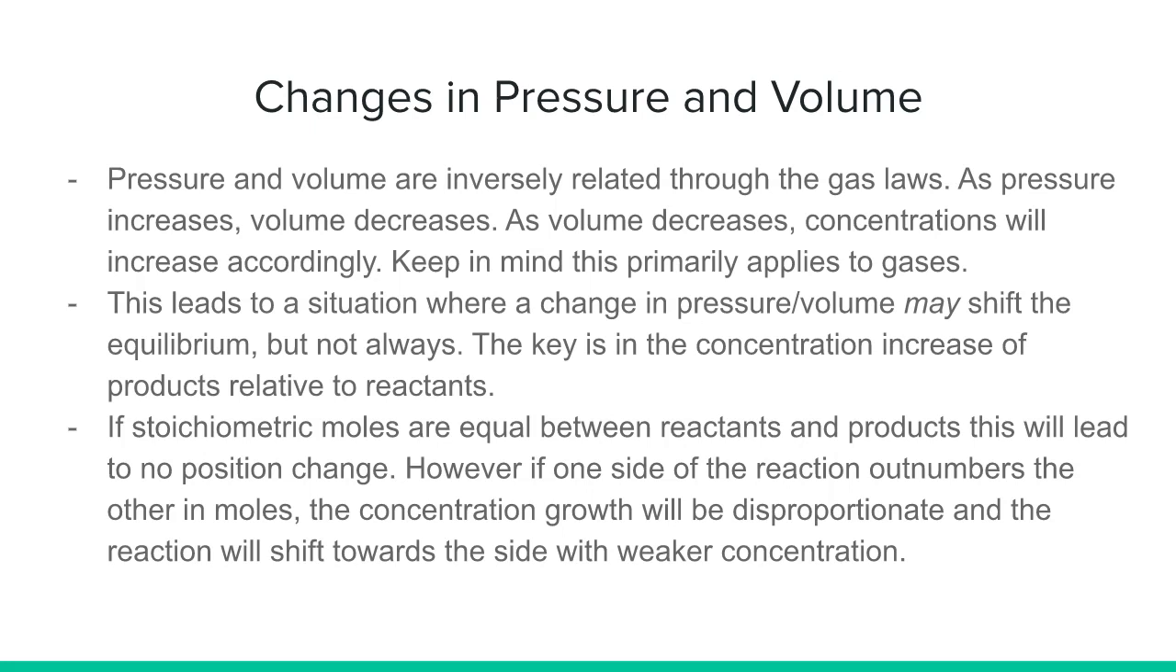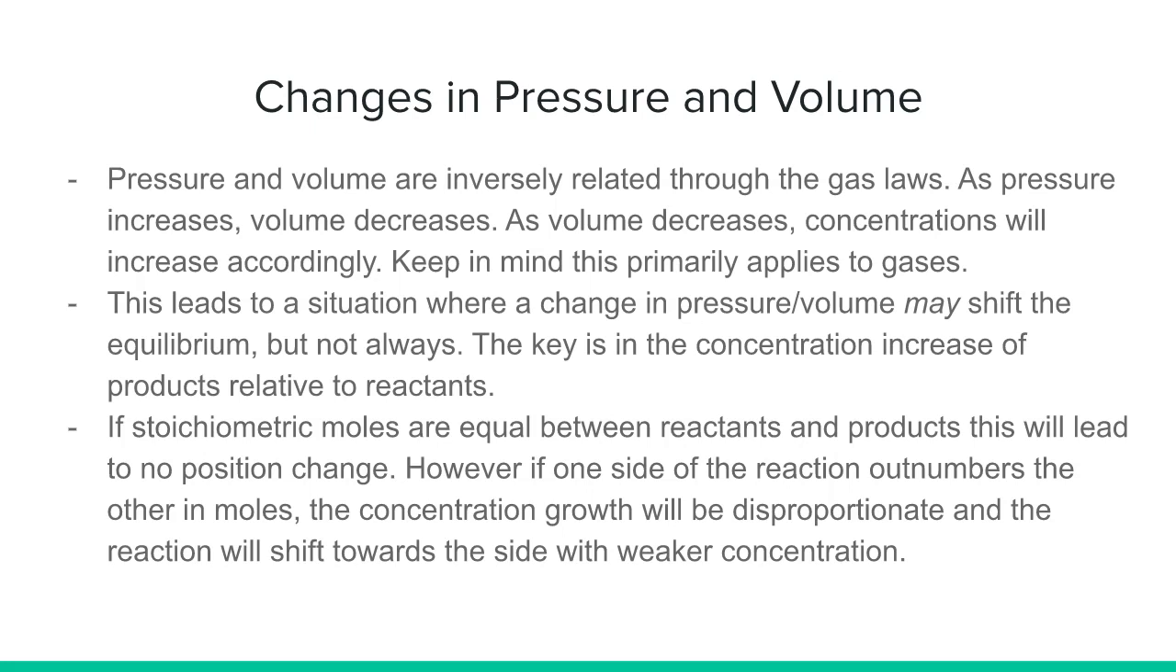All right, so you can see the last note here. If stoichiometric moles are equal between reactants and products, meaning the delta N is 0, we have the same amount on each side, this will lead to no position change. The equilibrium will just stay right where it is, whether you are increasing or decreasing the pressure. However, if one side of the reaction has an outnumbering of stoichiometric moles, the concentration growth will be disproportionate for that exponential factor in comparison to the other materials. And that will make the reaction shift towards the side with weaker concentration.